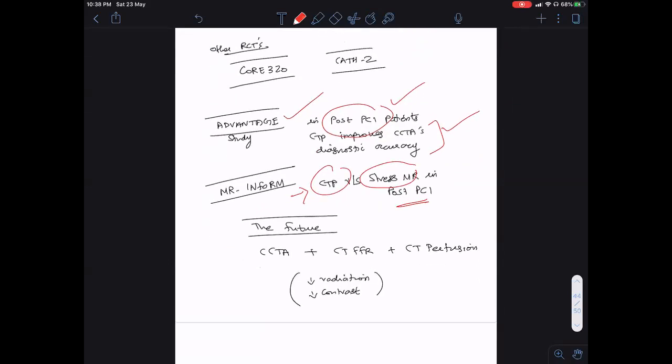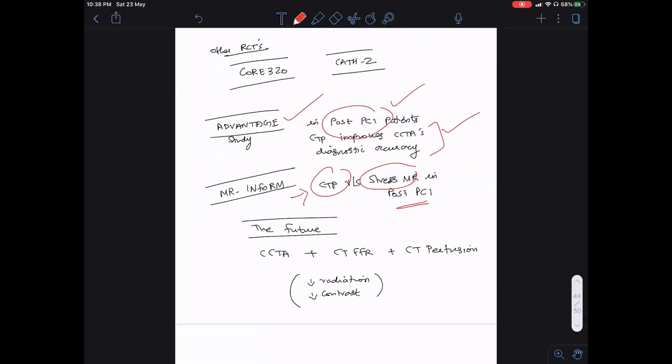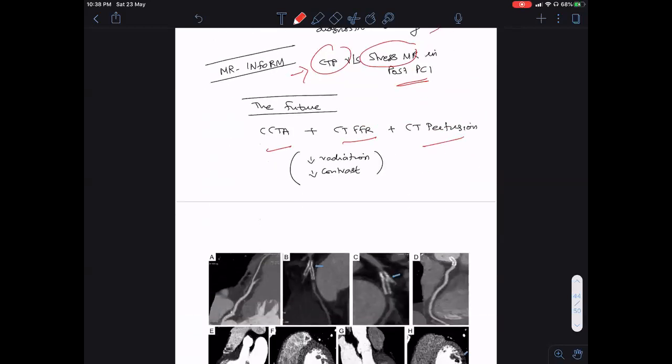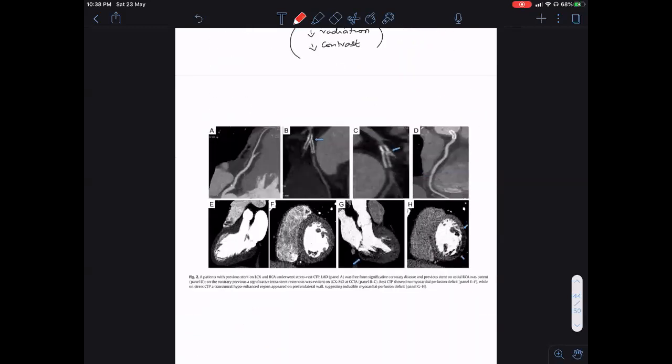So the future of coronary imaging by CT would be something like this, where we do a CTCA, then CT-FFR, and a CT perfusion to give a complete picture. These are just illustrative examples. Even in the examples, you can see that it was a post-PCI patient. Here we can see that there is a significant amount of scar. This is perfused myocardium. This part of the myocardium is not perfused.